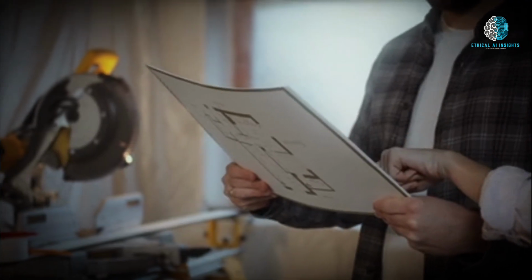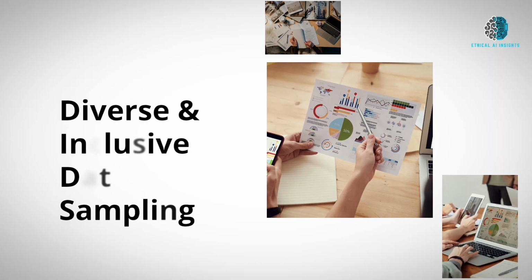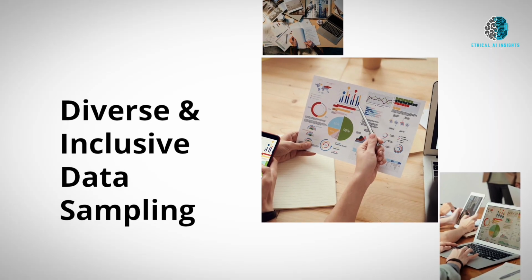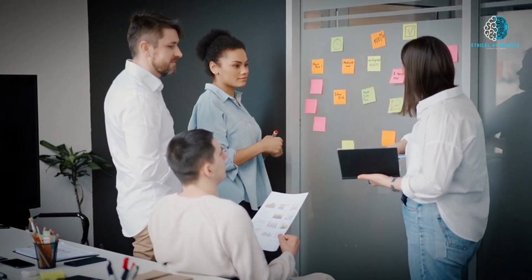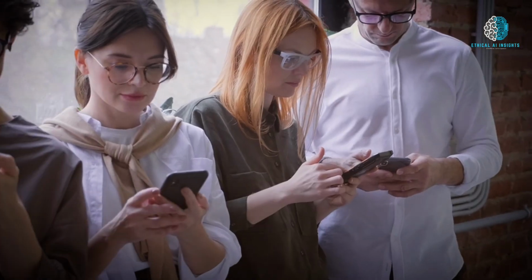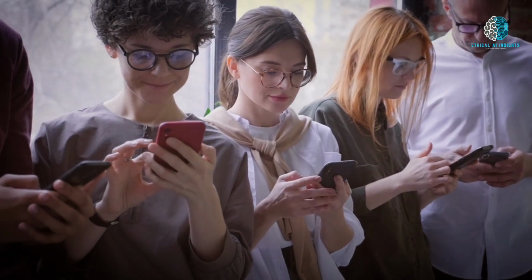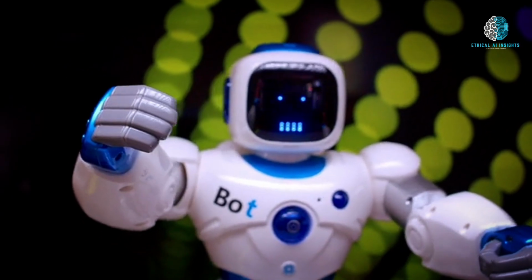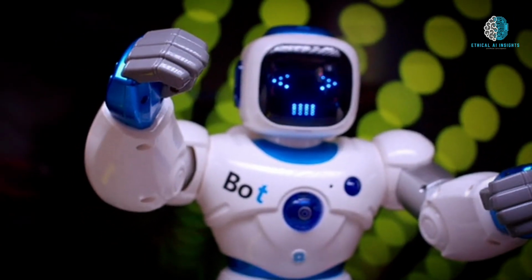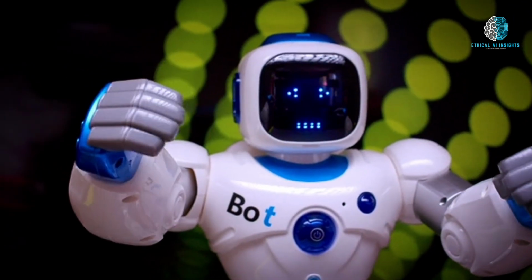Now, tools are essential, but so is the process. One framework I recommend is diverse and inclusive data sampling. This means gathering data from a wide range of backgrounds, demographics, and perspectives. This helps ensure your AI model is fair and doesn't favor one group over another. For instance, if you're training an AI for voice recognition, be sure to include samples from various accents and dialects. This way, your AI is inclusive and reliable for a broader audience.